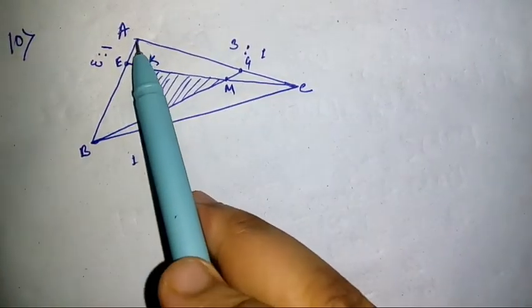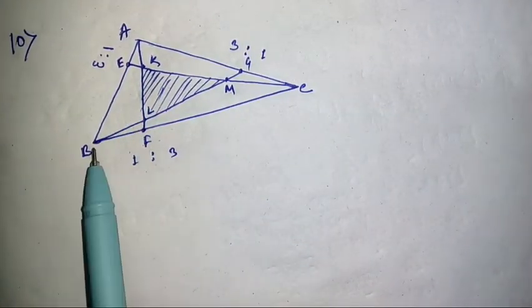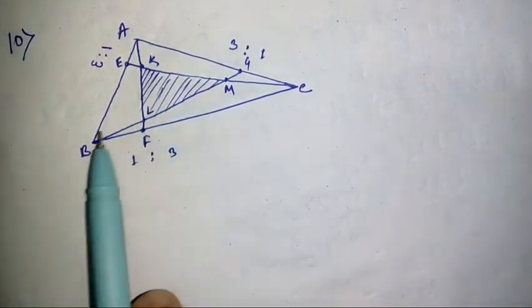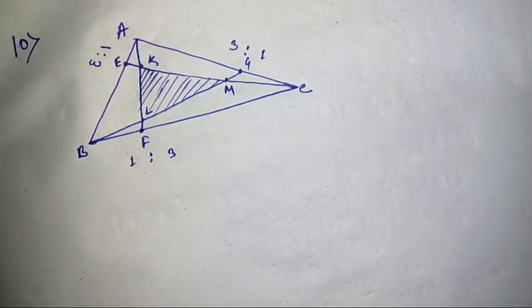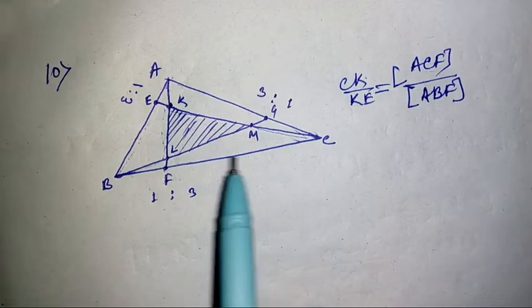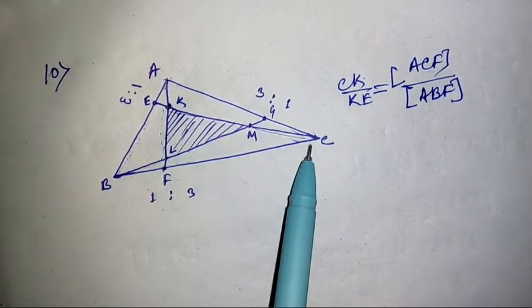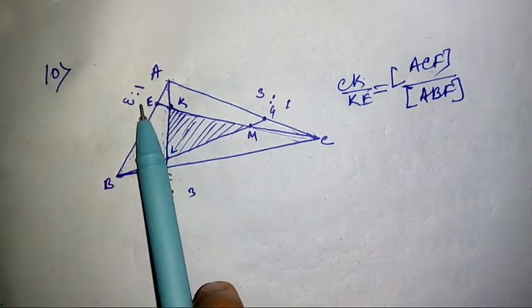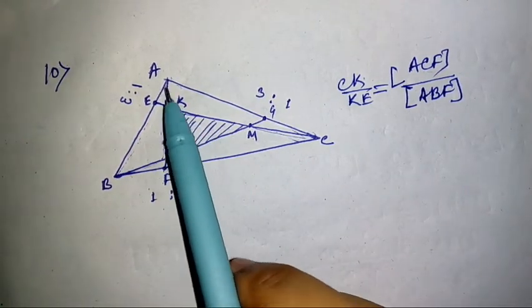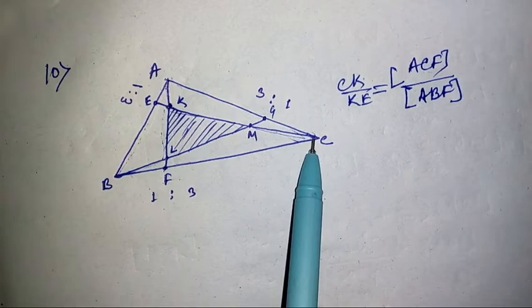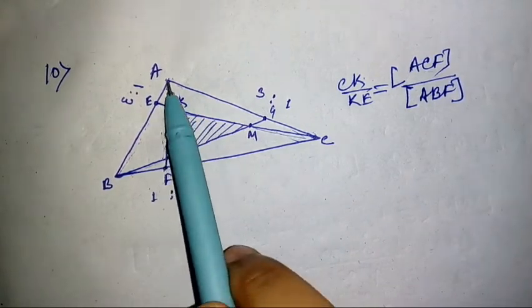This one, we are given AE is to EB is 1:3, and all the above ratios are 1:3. We have to calculate the area of KLM. So as discussed in the previous example, to calculate the areas of the remaining portions, we have to first find the length ratio. So here we have to find the ratio of CK to KE. We can do this by defining the point K. It is defined by this line AF. So it will be the ratio of ACF to ABF.